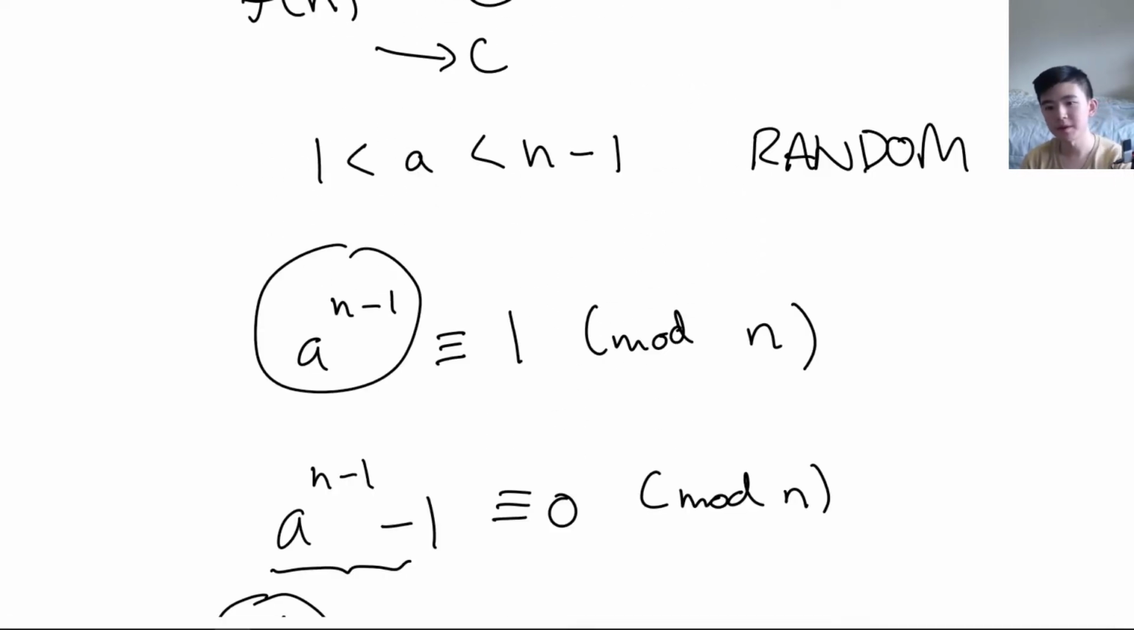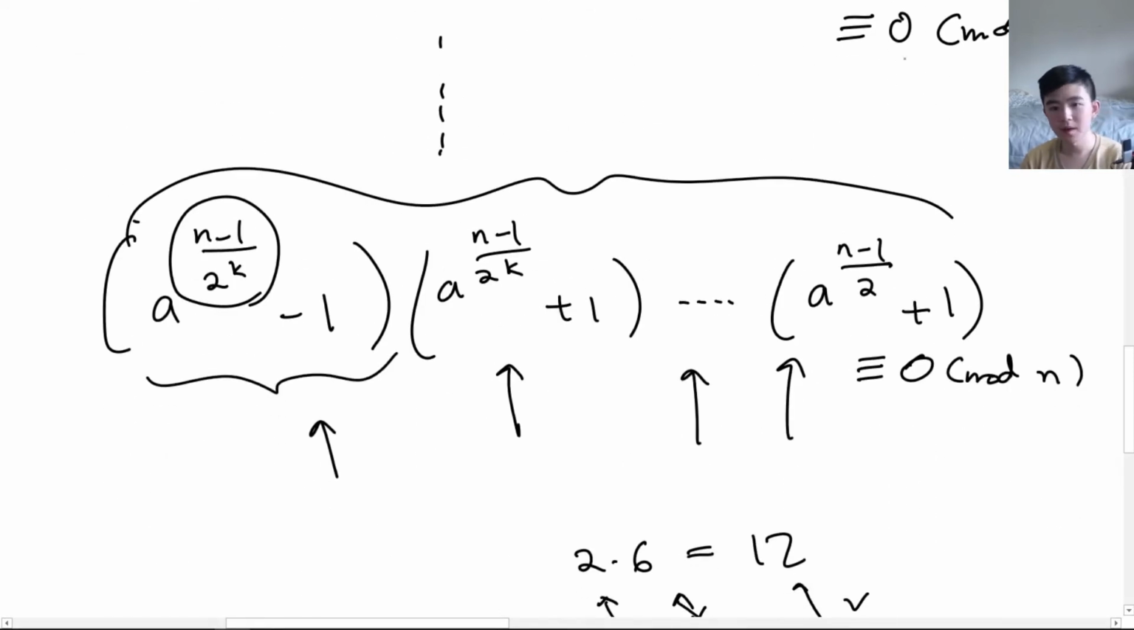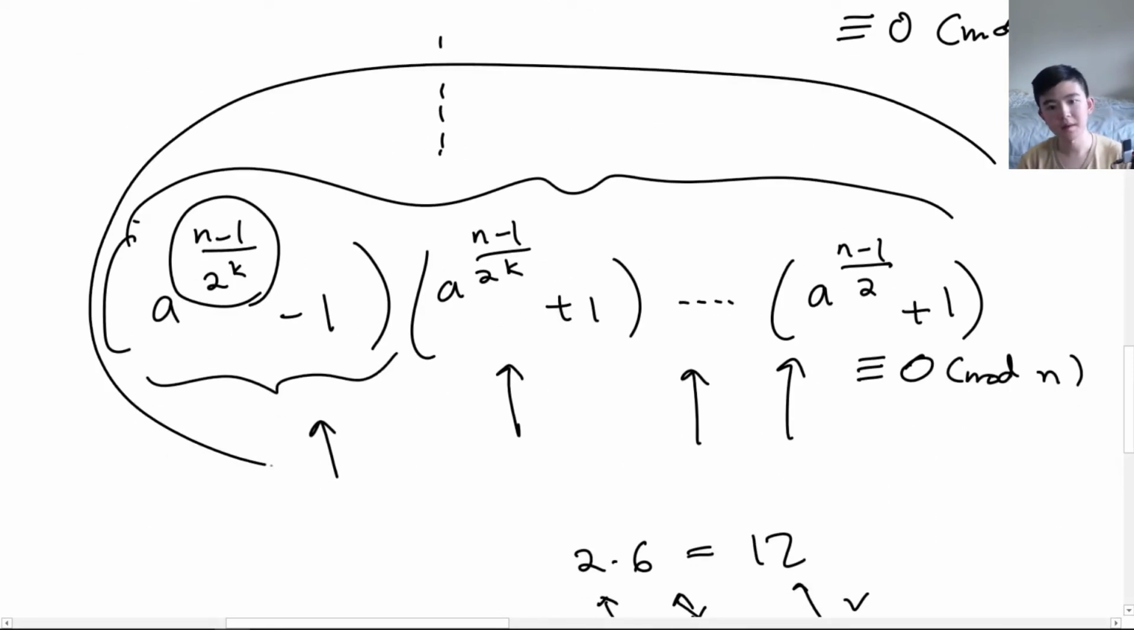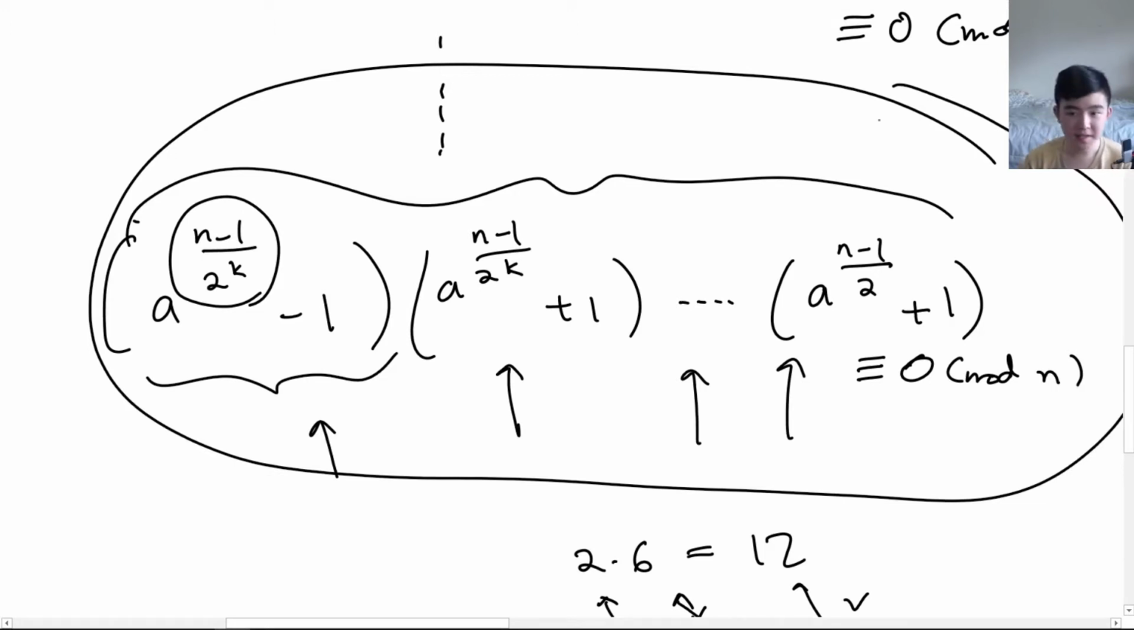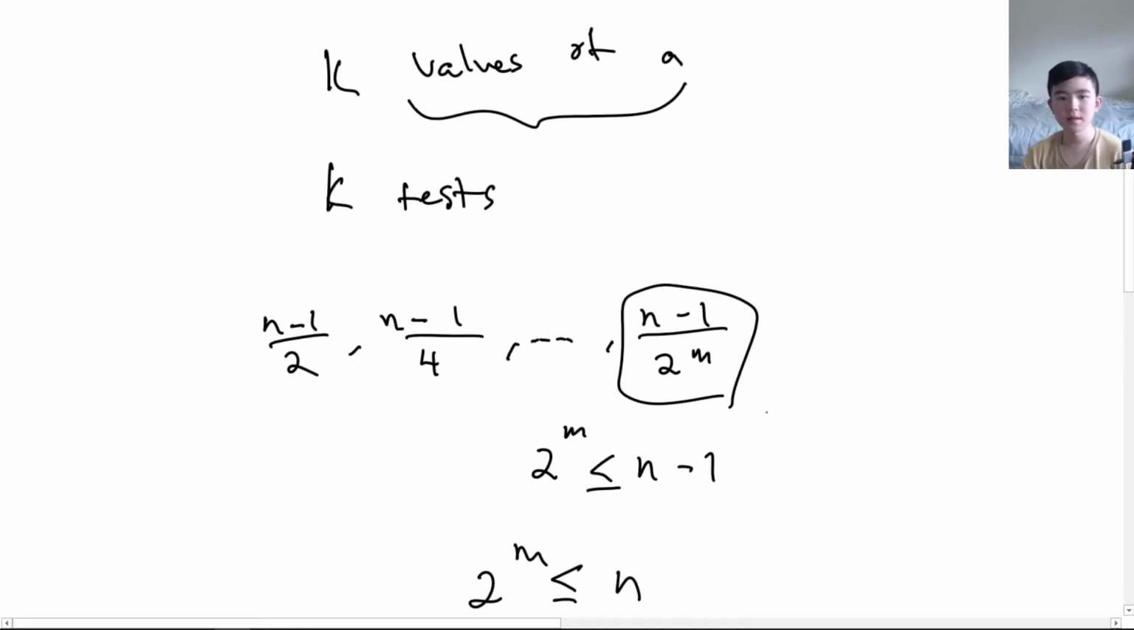If you remember over here, that's all of these terms. We're going to be testing all of these. And how many are there? Well, there's going to be log n, right? So m is less than or equal to log n. So we know we're going to test log n exponents. So that's another factor to our time complexity.